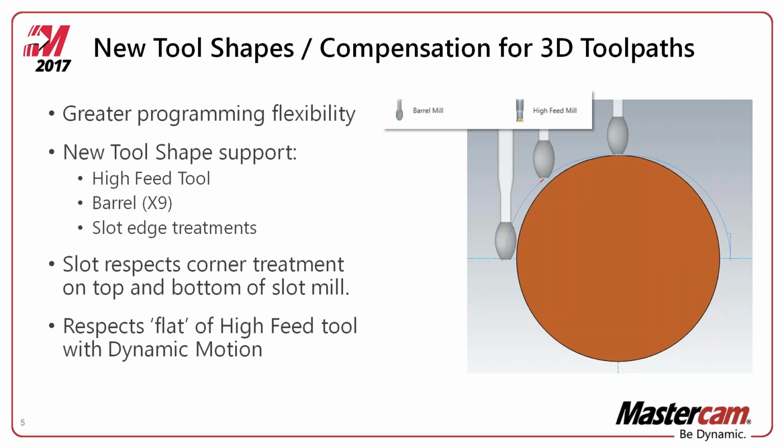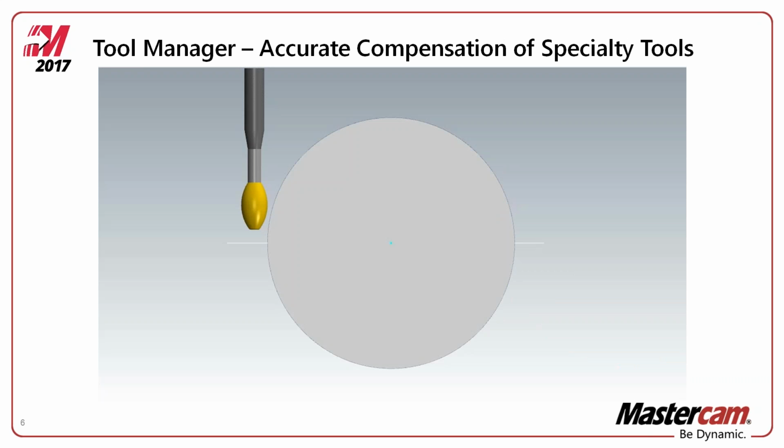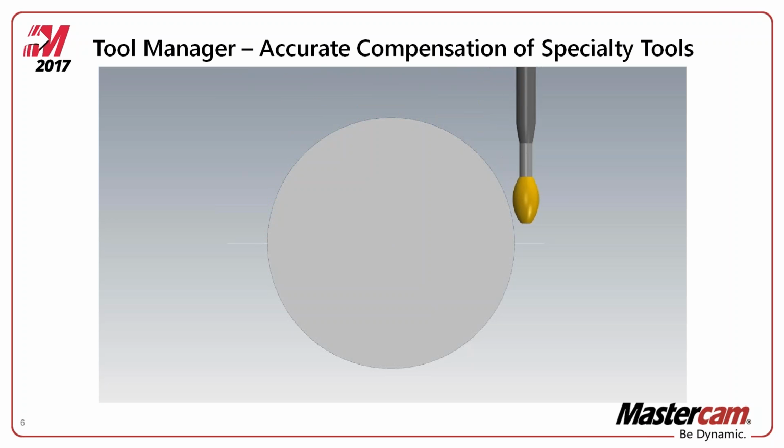Back in X9 we did have the barrel mill, and we've made it a little bit more accurate as far as the compensation of that specific type of tool. You can see, if we're doing this style of toolpath with our tool, how that's going to compensate all the way back and forth. Again, some changes there to the tool manager.